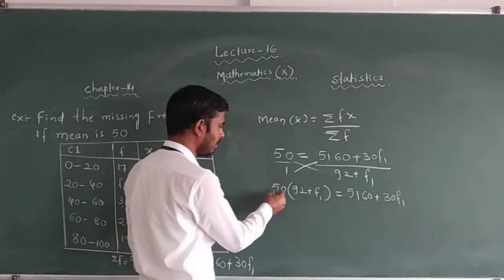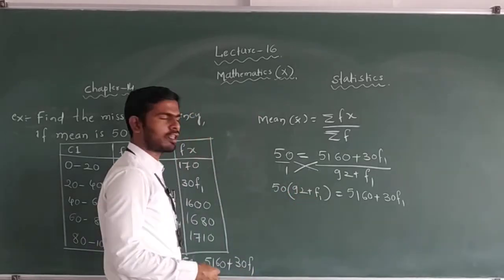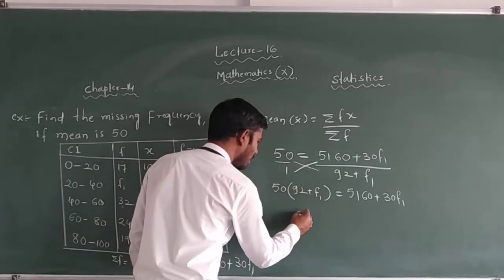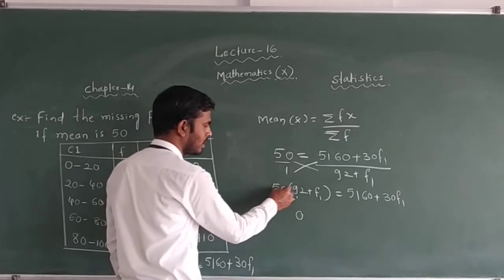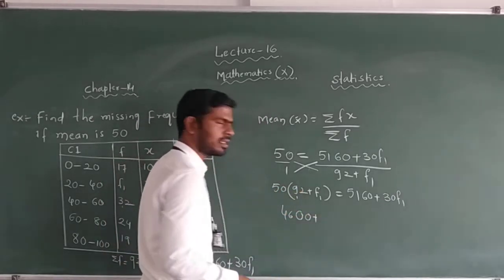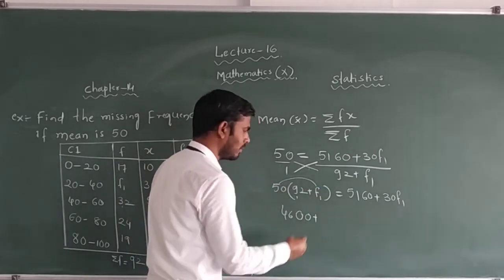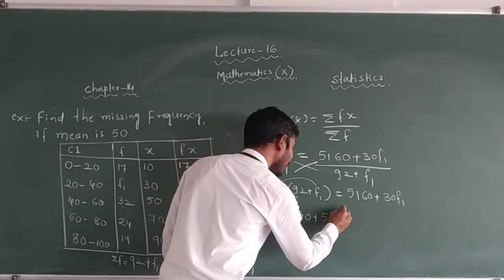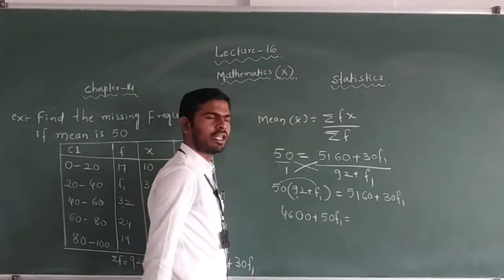Next you have to multiply 50 into 92. 5 times 2 is 10, carry 1, 5 times 9 is 45, 46. This 0 we keep as it is. Plus 50 into f1, 50 f1.